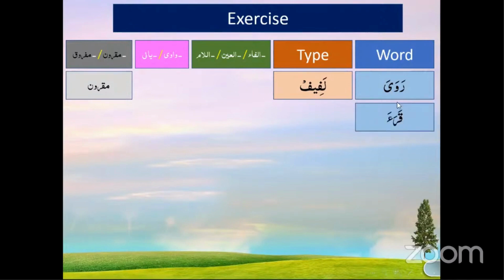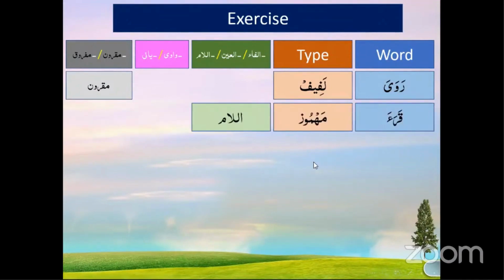Sister Nasreen, Qara'a. Okay, what is that? Again, a hamzated verb. So mahmuz al-lam. MashaAllah. Mahmuzul lam. Everybody agrees with Sister Nasreen? Yes. All right. Hadaya. Okay, who's going to do that? Brother Afzal?